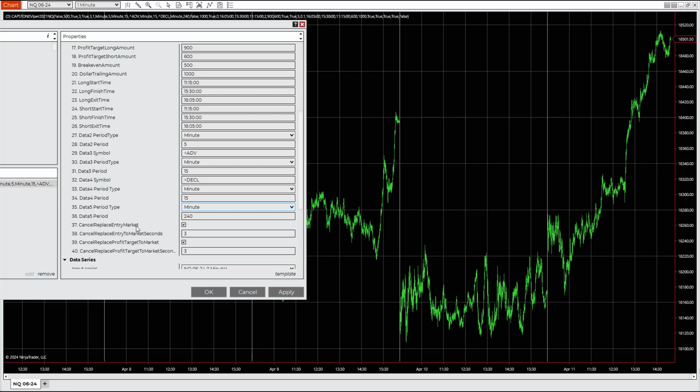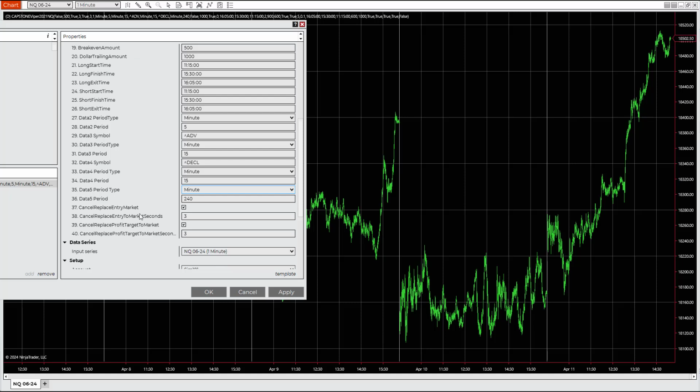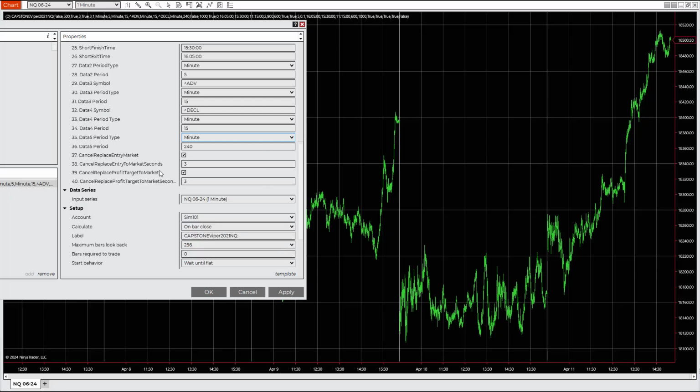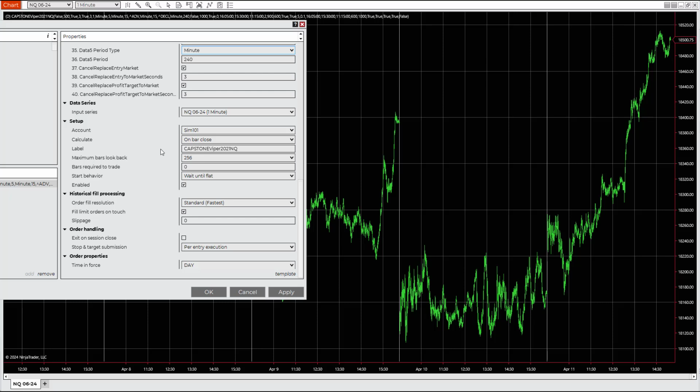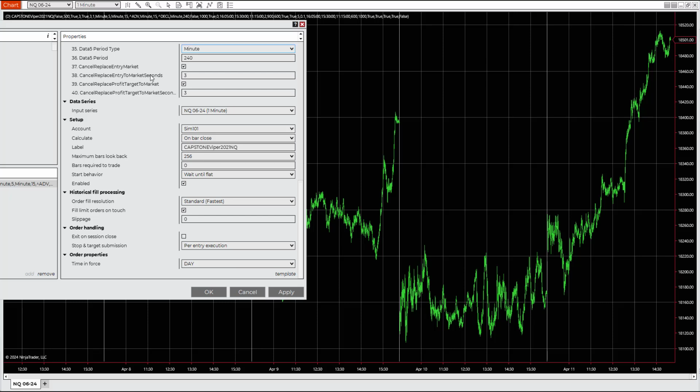And then we cancel our entries to the market order within 3 seconds. They cancel our profit target limits. These are for limit orders. We don't want to see a limit order signal hit but not get filled. So we'll cancel and replace, make sure we're in. And these are some of the other settings that you see in this setup.